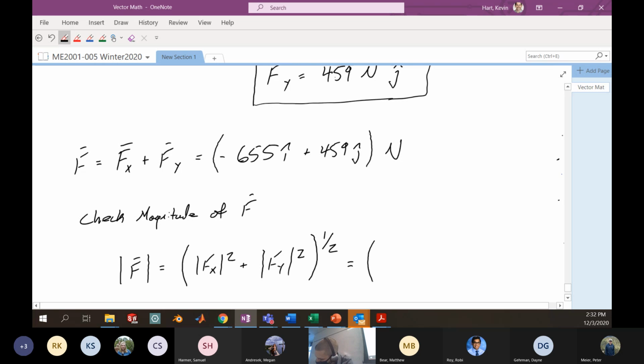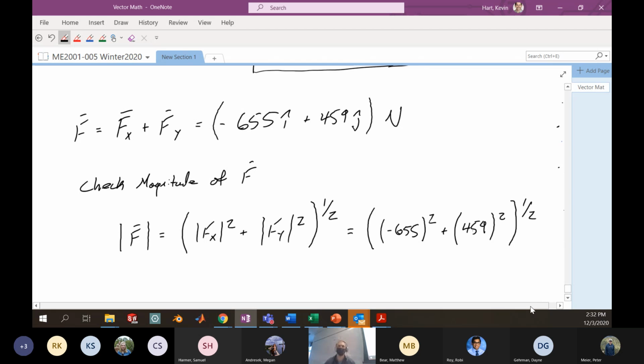Okay, so here this would be negative 655 squared plus 459 squared, all to the 1/2 power, so the square root of that. And if we work this, what should we get? 800.